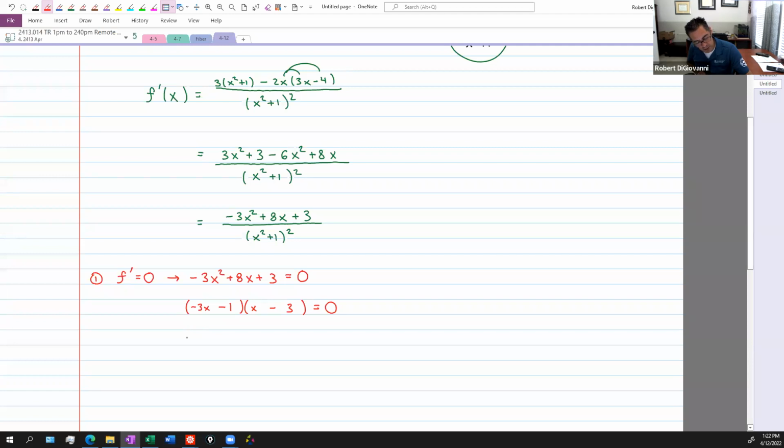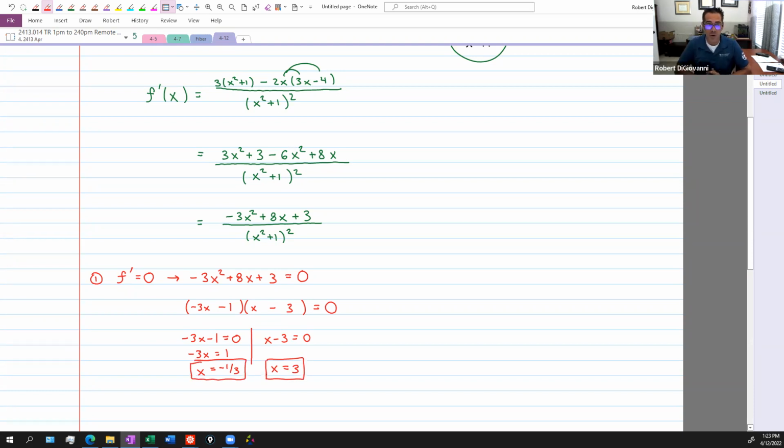So I'm going to set each of these factors equal to 0, and I get some solutions here. Negative 3x equals 1. Move the negative 1 to the other side. Divide by negative 3. So negative 1/3 and then positive 3. Those are my two potential critical numbers.